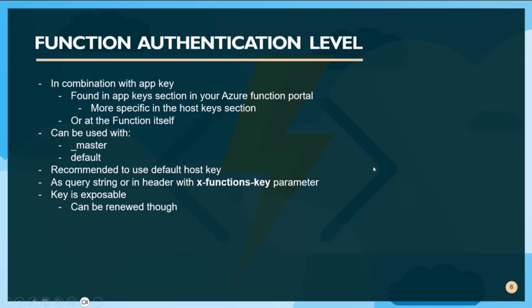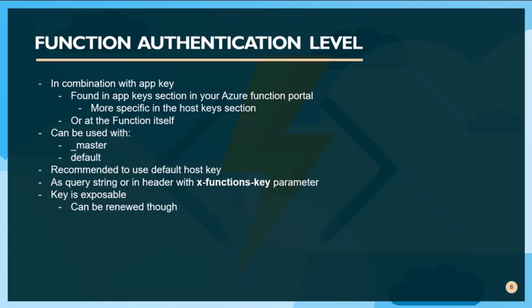The third one is the function authentication level. The function authentication level is a little bit more secure. It's in combination with an app key. You can find these keys in the app keys section of your Azure Functions in the portal, more specifically in the host keys section of the app keys. Function authentication can be used with the following keys, like the master key, which is actually for admin access, but you can also use it when you select the function authentication level. And you can also use the default key that is recommended to use in this case.